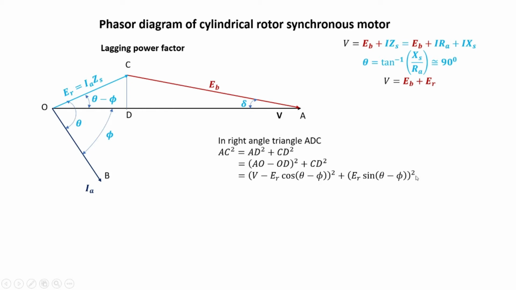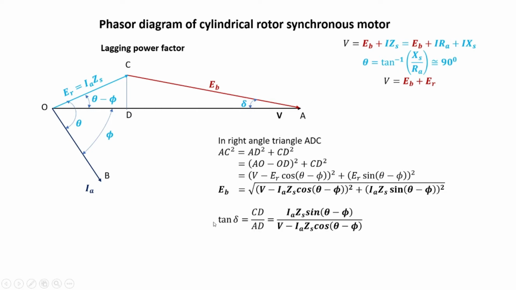(theta minus phi)) square. So simplifying, EB can be obtained as root of (V minus IAZS cos(theta minus phi)) all square plus (IAZS sin(theta minus phi)) all square. From this right angle triangle ADC, we can find out the load angle delta.